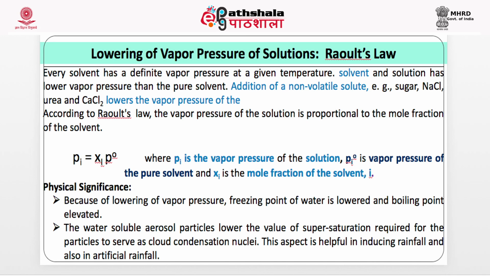Now, these two things are very important in deciding the freezing points and boiling points of substances. This is also important here. Water soluble aerosol particles lower the value of the supersaturation required for the particles to serve as cloud condensation nuclei. This aspect is helpful in inducing rainfall and also in artificial rainfall. So, this concept is important in environmental chemistry and in meteorology.